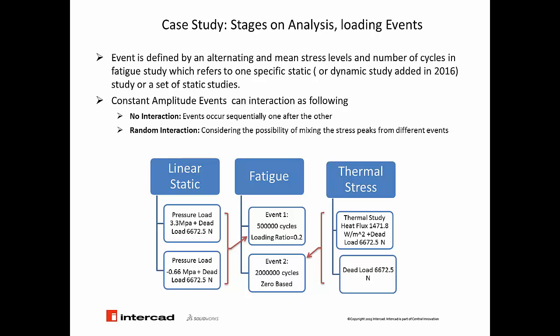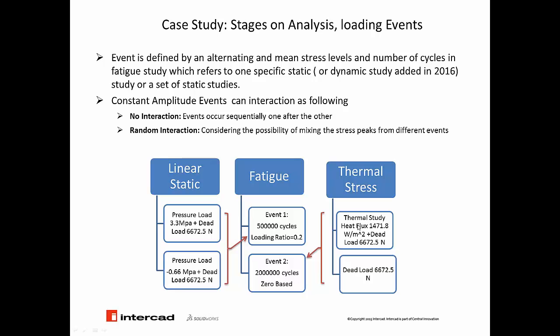Well, back to our case study, we mentioned we need to have a linear static study where we have a pressure load of 3.3 megapascal and a dead load of scale 1/10 on the top lid. Similarly, we have another pressure load linear static study. Well, this time we have minus 0.66 megapascal and a dead load. So the first event will consider the variation of your stress from what you have at the maximum pressure to what you have as the minimum pressure. And it's defined by a loading ratio of minus 0.2 for 500,000 cycles.